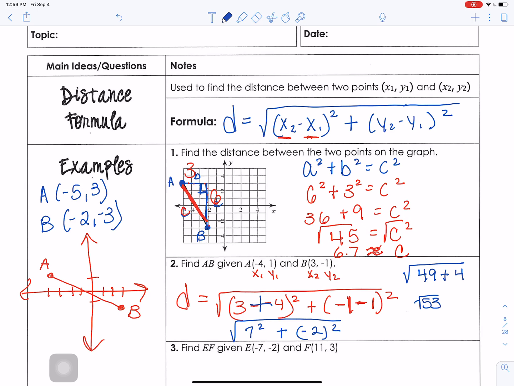And now we're just going to do that in our calculator. Square root of 53, which is approximately 7.28. You could round that to approximately 7.3 if we were rounding to the nearest tenth. So that would be approximately 7.3. If I look over at my graph, 7.3, that looks pretty reasonable. That looks like that makes sense.